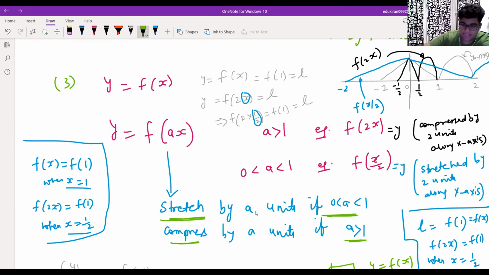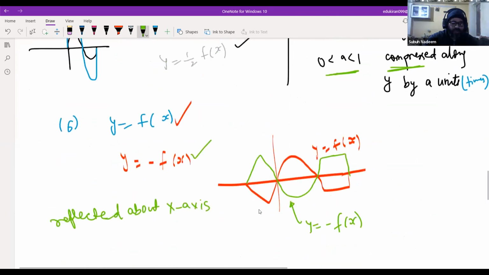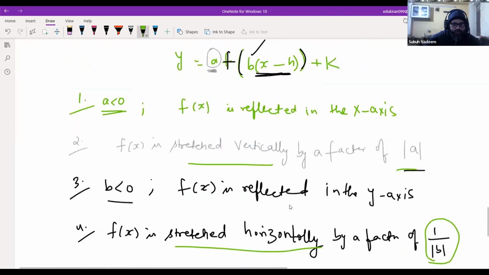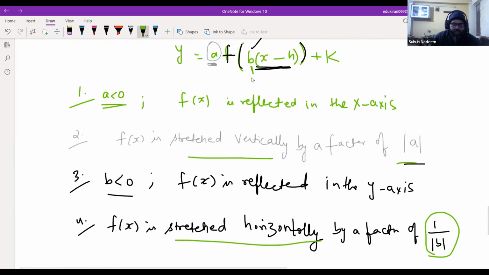So that is why they are saying that if you take the coefficient of x, that is b, as greater than 1, then it will be compressed. That concept can be written like this: it is stretched horizontally by a factor of 1 by mod b. If b is greater than 1, the reciprocal will be less, so obviously it will get compressed. And if it is less than 1, then its reciprocal will be greater than 1, so it will be stretched. Are you getting it?